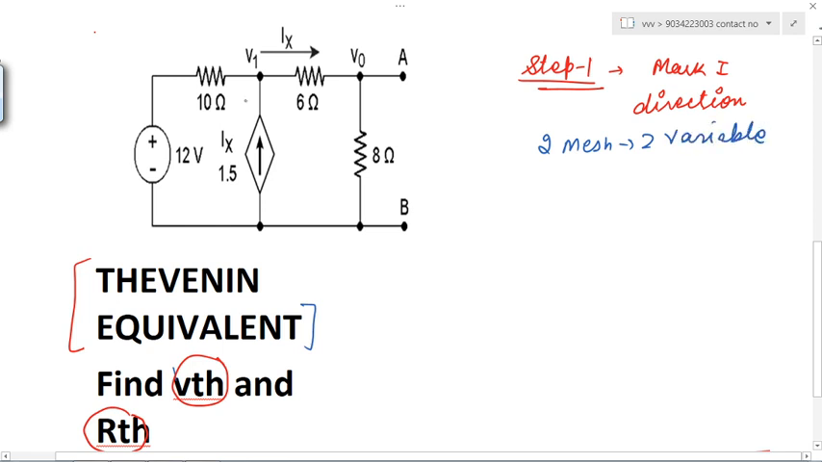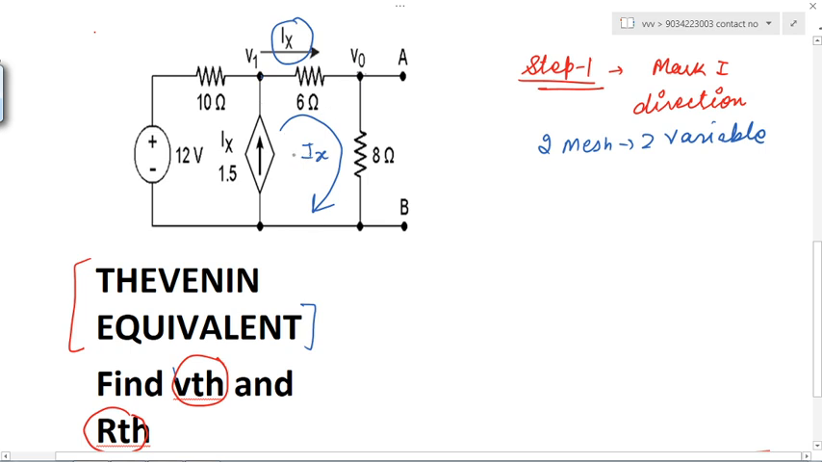Okay, now in this you can see that from V1 to V0 they have given Ix is the current flowing. So we can also mark from V1 to V0 Ix is the amount of current flowing. Okay, I have taken the same so that one variable can be neglected. In this they have given V1 to V0 Ix is the current flowing, and we have also taken V1 to V0 Ix is the current flowing. I have taken the same direction.